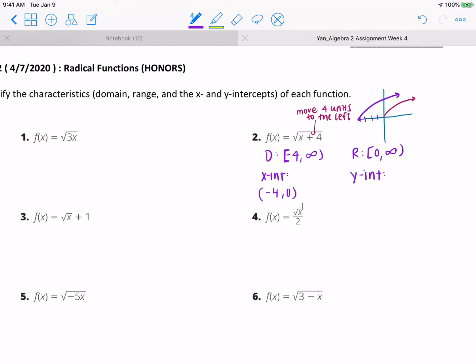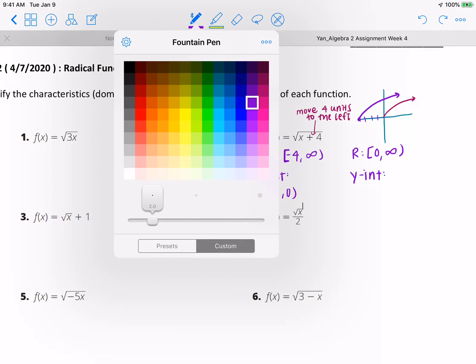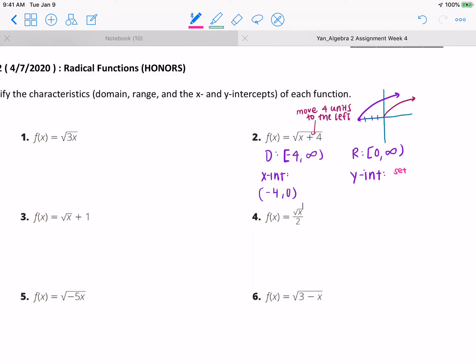For a y-intercept, we have to set x equal to 0. I'm going to set the other letter equal to 0. So if I put 0 inside x plus 4, this would give you 2. So y would give you 2, which means your y-intercept would be 0, 2.